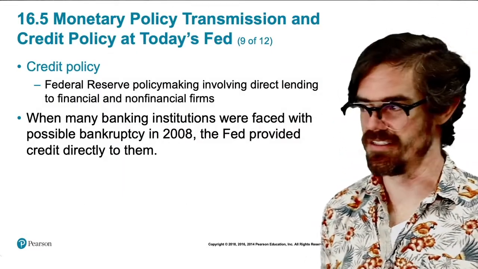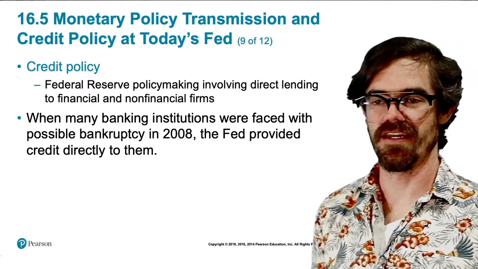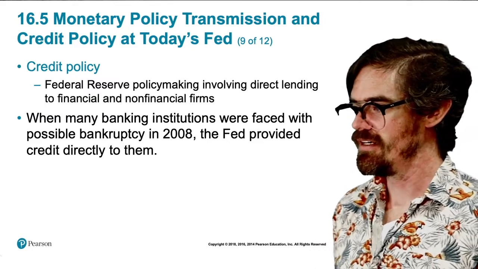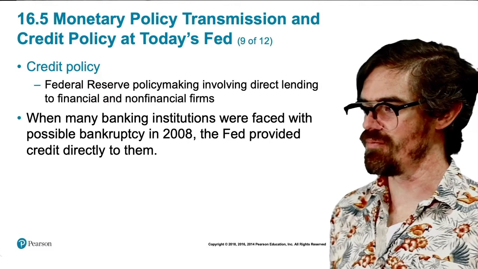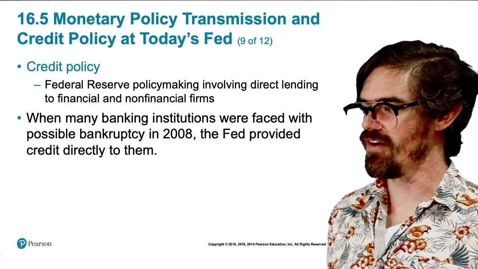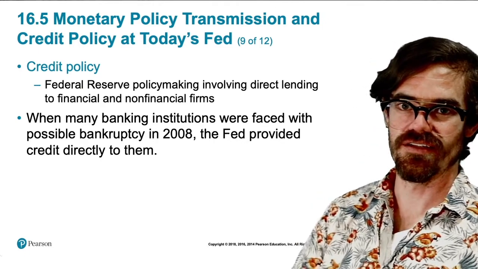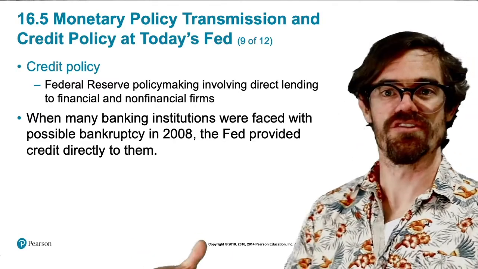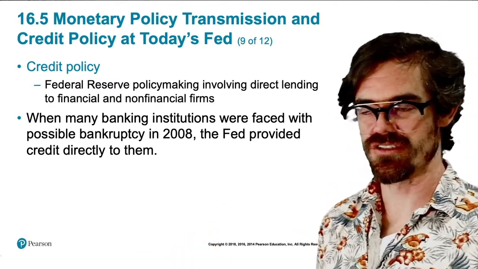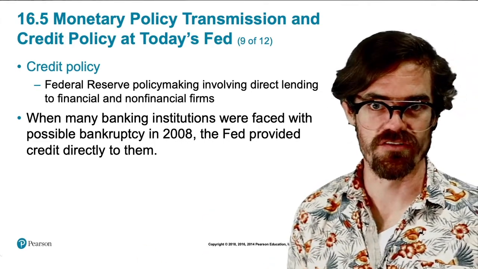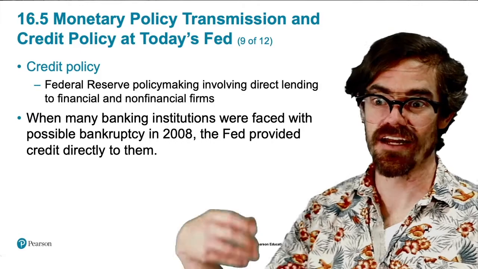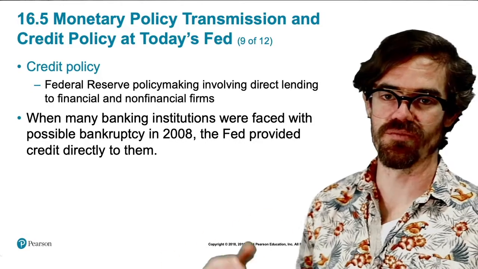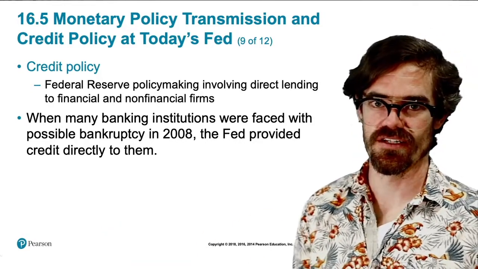There's also credit policy at the Fed. This is the Federal Reserve policymaking involved with direct lending to financial and non-financial firms. When many banking institutions were faced with possible bankruptcy in 2008, the Fed provided credit directly to them. So it's this case of lender of last resort that we talked about in chapter 15, right? When there are drastic emergencies in our financial system, and there are banks on the verge of failing, the Fed can come in and act as a lender of last resort, provide them with some liquidity, some cash that they need to prevent themselves from failing. And this is referred to as the Fed's credit policy.